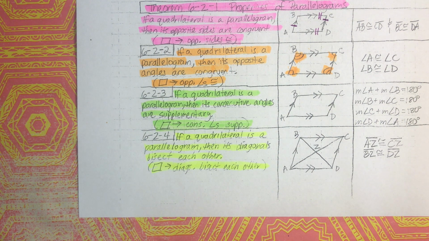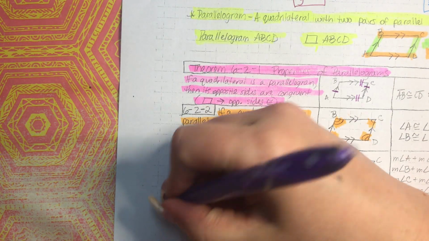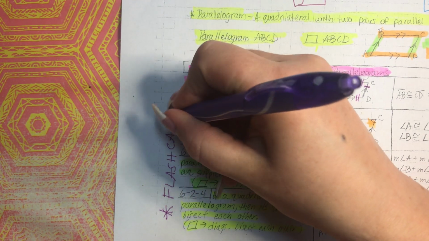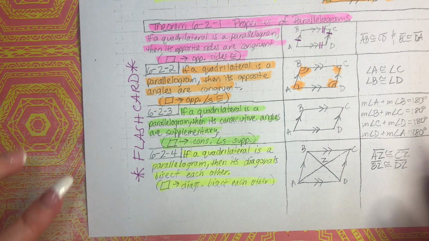Now, I shouldn't have to say this, but I'm going to. All four of these need to be on a flashcard. You need to memorize these. Flashcard. Okay, all four.